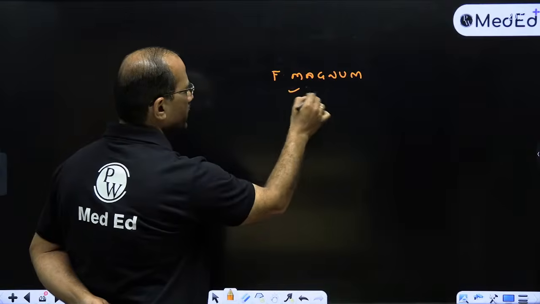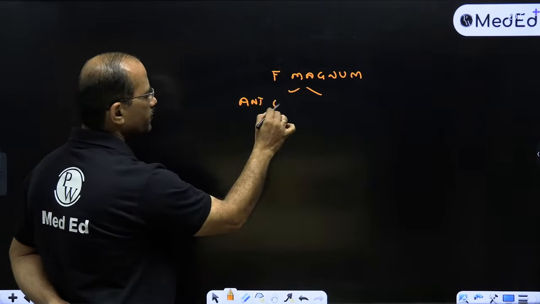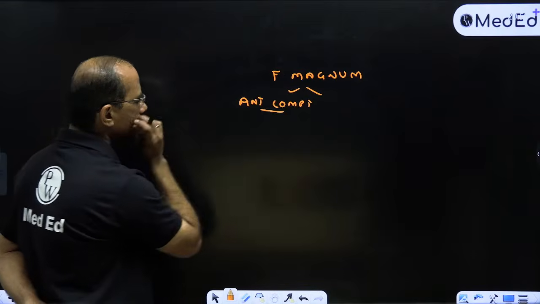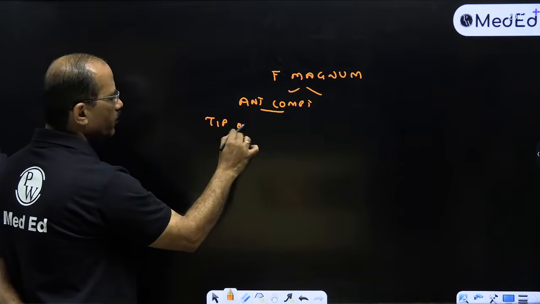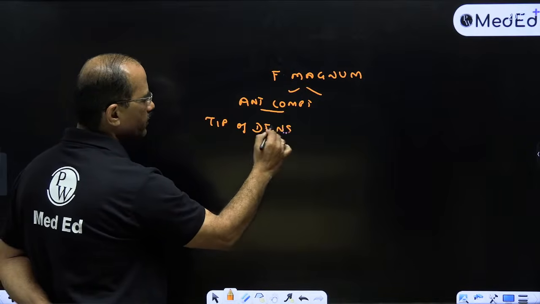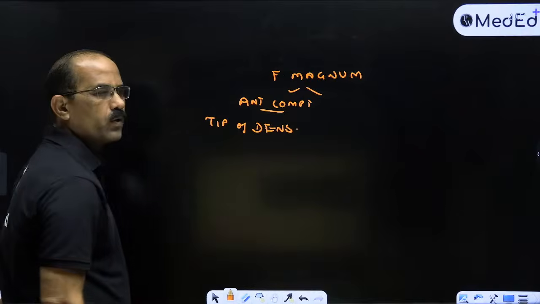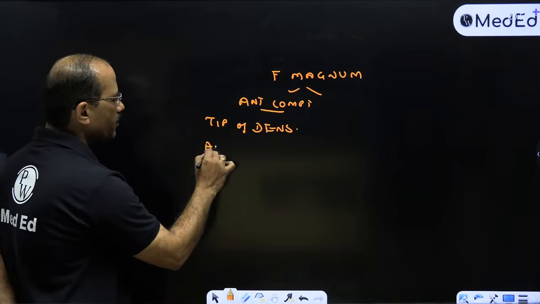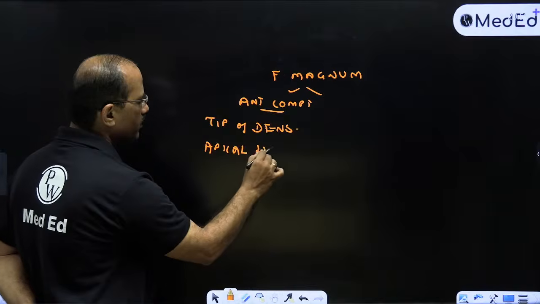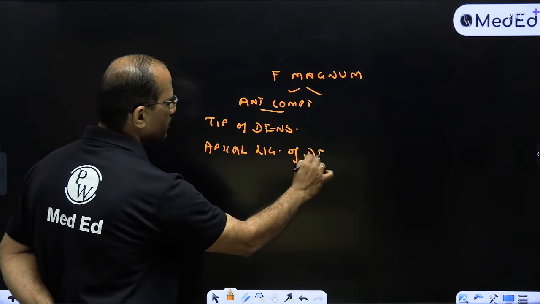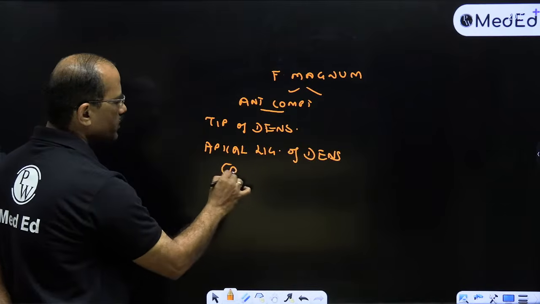What passes through the anterior compartment? That is the tip of the dens. Tip of dens. Who is the dens? Second cervical vertebra is the dens, or the odontoid process. Second is the apical ligament of dens. And third is the cruciate ligament.